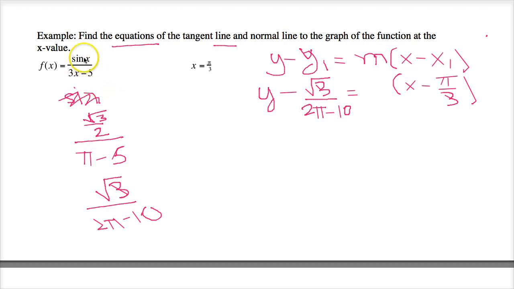Alright, so I need to take the derivative of this. I have a fraction, so it tells you I have to do quotient rule. And I don't have any products in there, not like that last problem, so this should be a little bit easier. I'm going to take the derivative of the first one, and it's going to go in here, but I'm going to do another side calculation. Derivative of the first one is cosine x. Leave the second one alone: 3x minus 5.